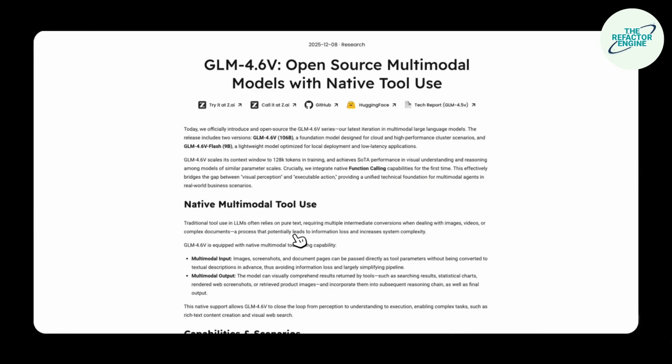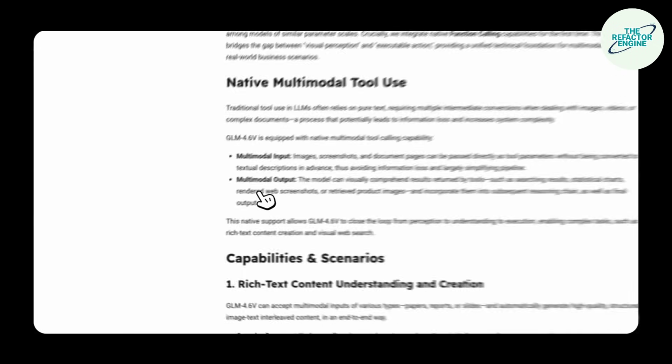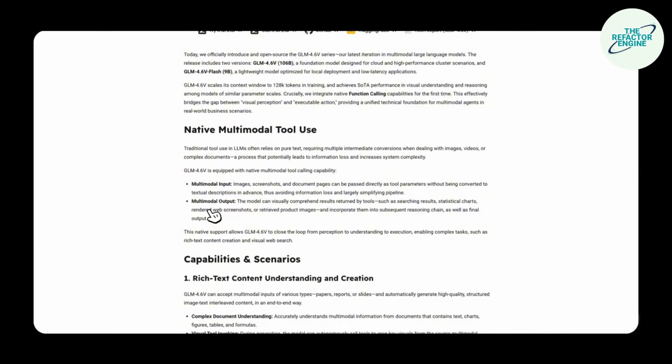However, with GLM 4.6V, you can use multimodal inputs like images, screenshots, and document pages, and they can be directly passed as tool parameters. You don't have to convert them to text and describe what's happening in those images for the model to understand what to do with them. And then you also get multimodal output. The model can understand the results returned by the tools, such as search results, statistical charts, rendered web screenshots, or even product images that you might give it.